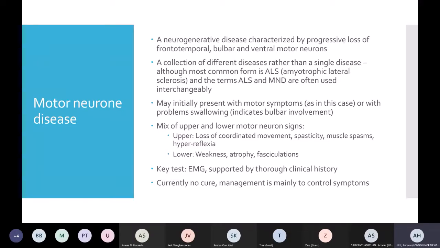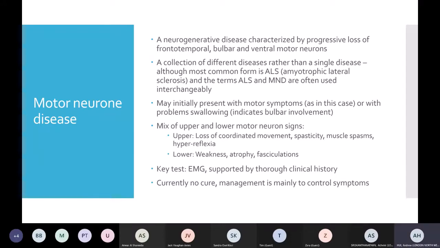You may have heard about this one drug called Riluzole. It's the only drug that's licensed to manage motor neuron disease in the UK. It doesn't cure the disease or reverse it, it just prolongs someone's life expectancy, or at least the time required until they require ventilation. And there's no other drugs that are currently licensed in the UK to manage this condition. Okay.